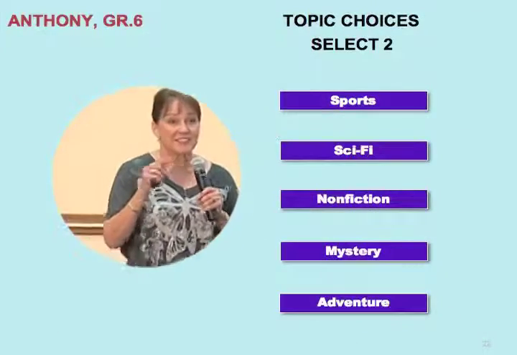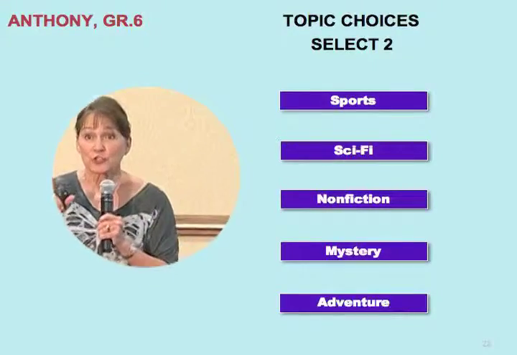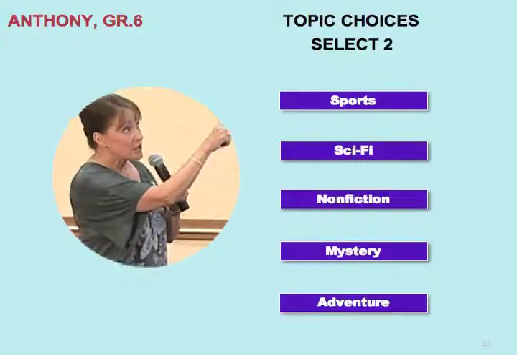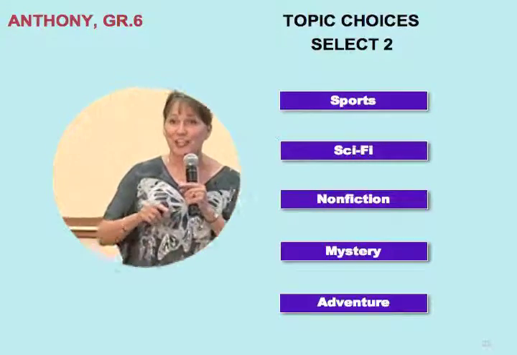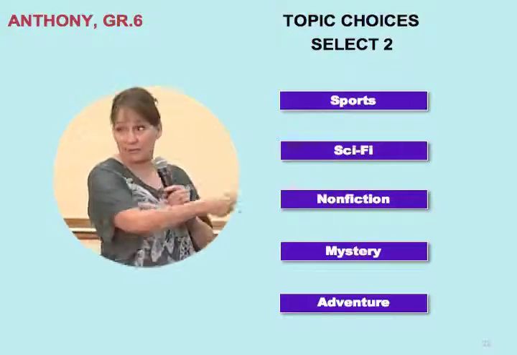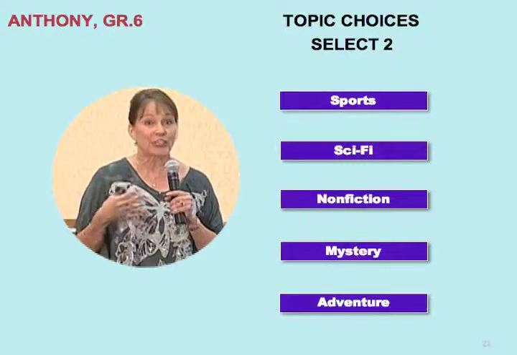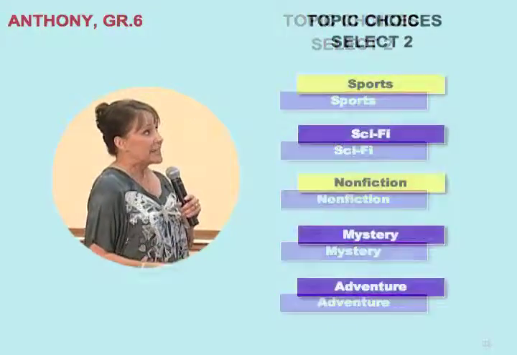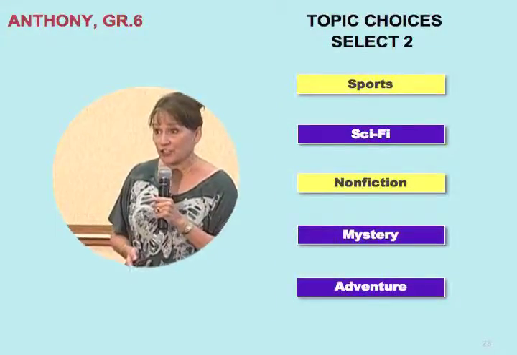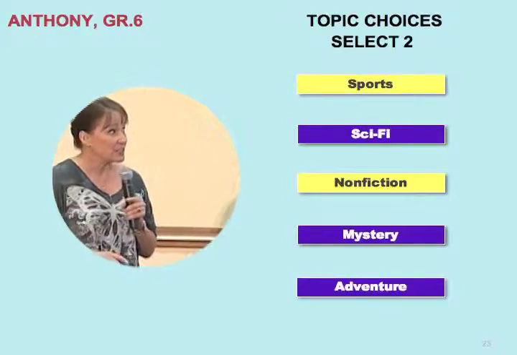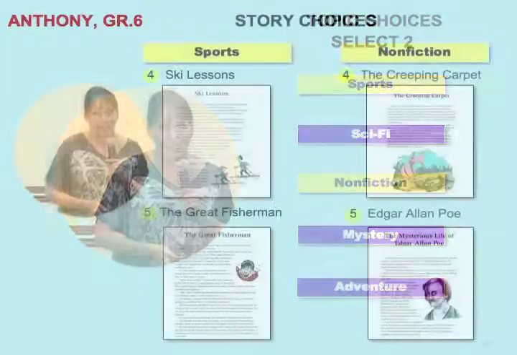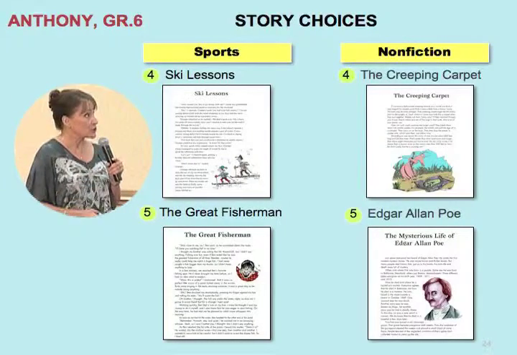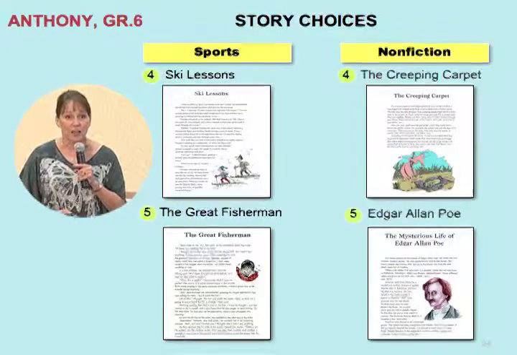Now, this is the exciting part. This is what makes us unique. We have topic choices. They love this. So they look up here, and these 5 categories are going to change each time. It's not going to be those same categories. So the kids are also going to learn categories. So that tells the child, Anthony, select 2 choices here, and he picks sports and nonfiction. As soon as he's selected his 2, look what happens. He now is given 4 choices. He has 2 choices under sports, and he has 2 under nonfiction.